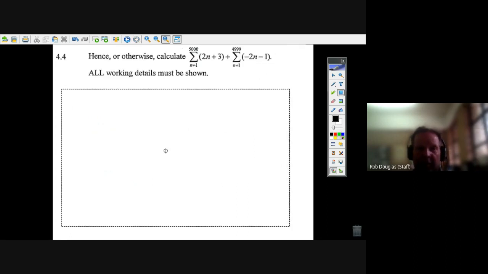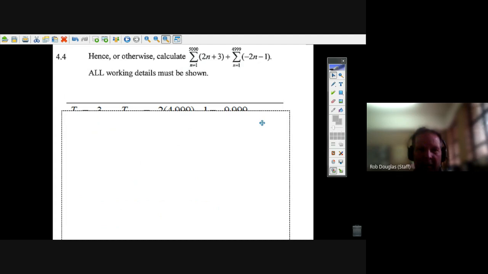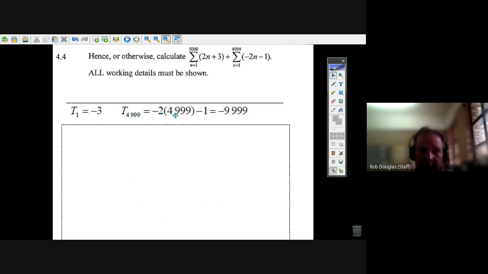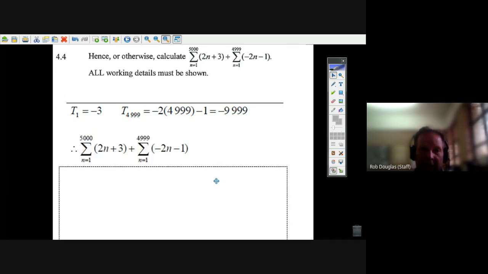Okay, the next question is, they say, calculate, or otherwise try and figure out what this thing is going to be. What is that going to be? Well, if we've got that expansion, here we want to start at 1 and just end up with 4999 of minus 2n minus 1. Let's take a look at what we've got here. Well, the first term, T1, if we put in 1 in here, is minus 3. Let's look at this. So the very last term, if we put in 4,999, we just put it in the formula, and we get this number, minus 9,999. That's the last term.